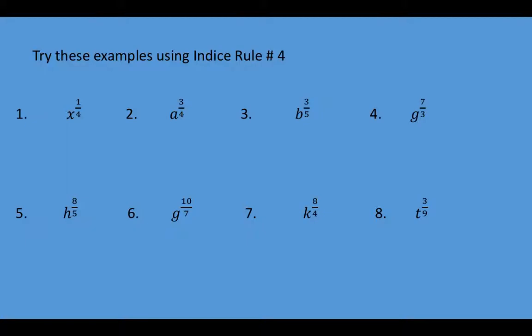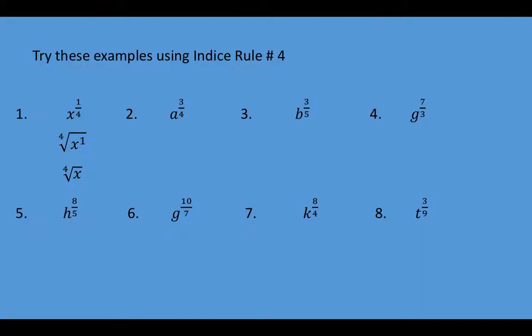Okay, let's look at number 1. In this one, the denominator is a 4. So the number that's going to go in front of our root sign is a 4. So we end up with the 4th root of x to the power 1. Normally we don't write x to the power 1, we just leave it as an x. So we end up with the 4th root of x.